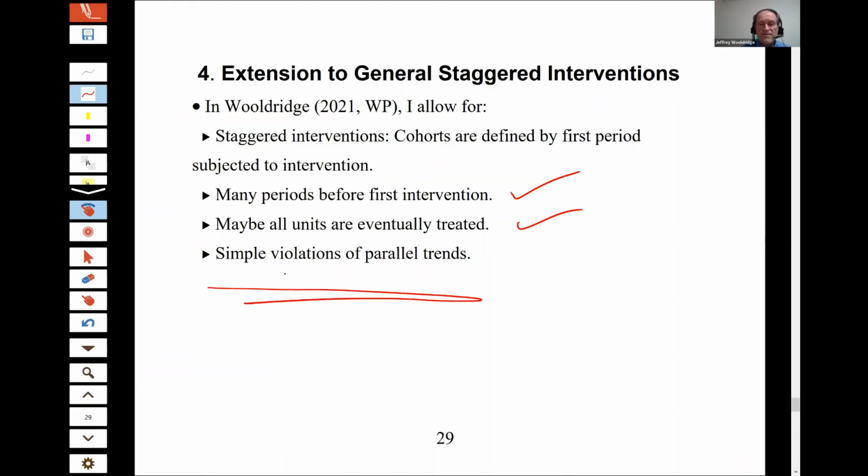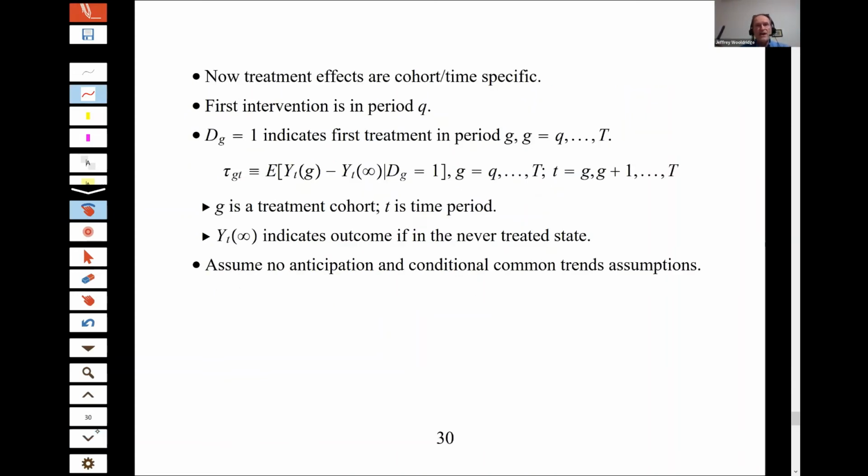It's easy to allow simple violations of parallel trends, okay? And so the idea is now we have even more treatment effects because the treatment effects are indexed by two indices now. One is the cohort. When is the first period a unit was subjected to the intervention? And then after that, there can be treatment effects in every time period. So for a cohort G, we can see their treatment effects starting in G up until the end of the period.